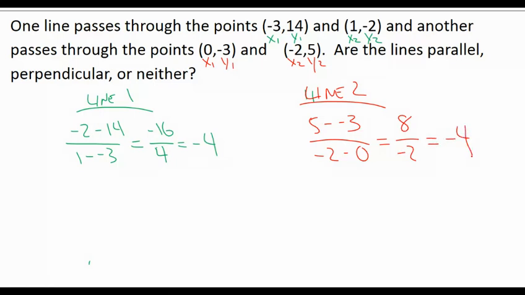So this one, the two lines both have a slope of negative 4. So that means that they have the same slope. These two lines will be parallel.